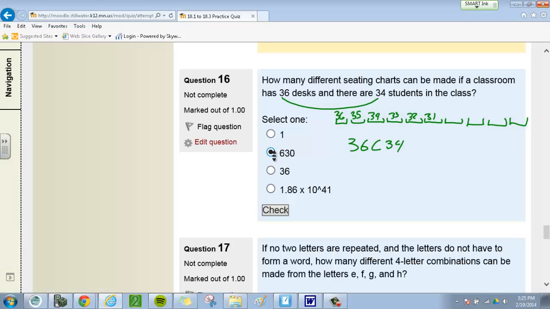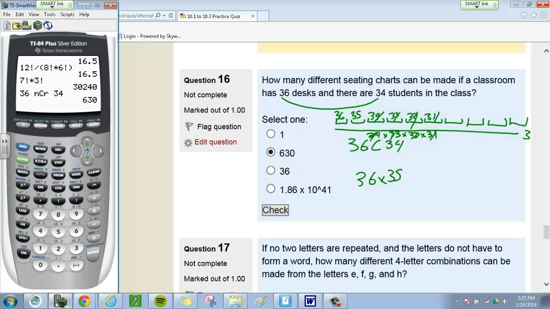You have how many different seating charts can be made if you have 36 desks and there are 34 students in the class? Oh, but then remember, because the combination doesn't work. Oh yeah, check this out. So we have 36 times 35 times 34, 33. This goes all the way down to like 3, right? But then you also have to divide that by how many different ways you can arrange 34 things. Well, you can arrange it 34 times 33 times 32 times 31. Notice as I go down, this 34 cancels that off as we go. So really you just have 36 times 35, and I bet 36 times 35 is the 630.